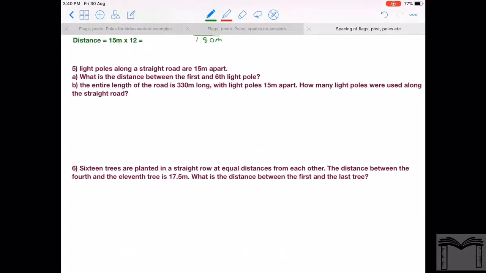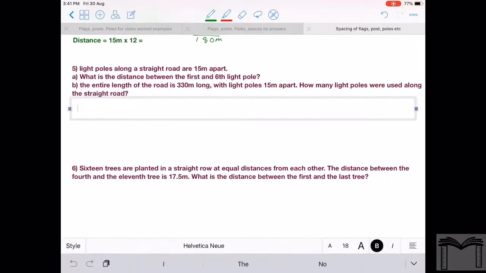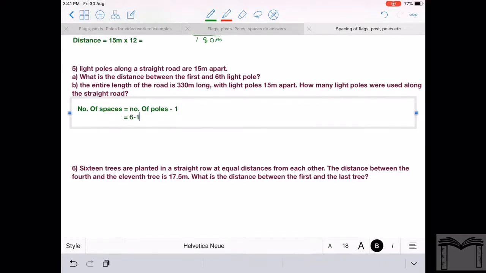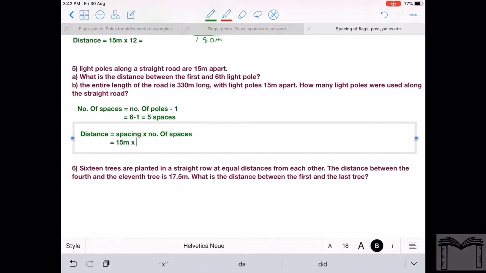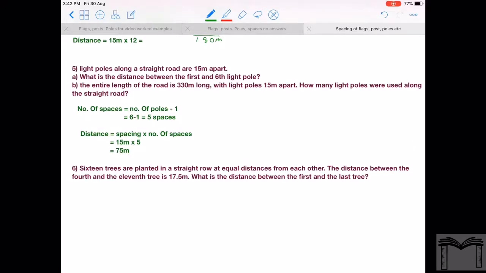Number 5. Light poles along a straight road are 15 meters apart. What is the distance between the first and sixth light pole? So in going from the first to the sixth light pole, that will be 6 poles. And remember, the number of spaces is equal to the number of poles minus 1. So that's 6 minus 1 is 5. Now the distance is simply the sum of the spaces, or using the formula, it's equal to the spacing, which we were given to be 15 meters, multiplied by the number of spaces, which we found to be 5. So 15 by 5, we'll get 75 meters. That's the answer for part A.